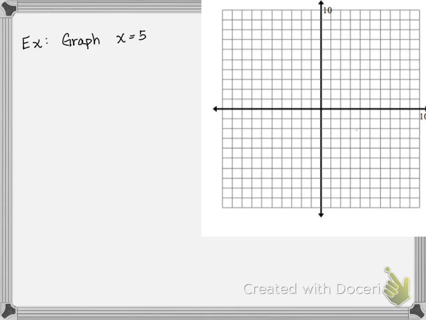So again, this is just a vertical line, right? We have all the points with an x value of 5. So 1, 2, 3, 4, 5. It's right here.